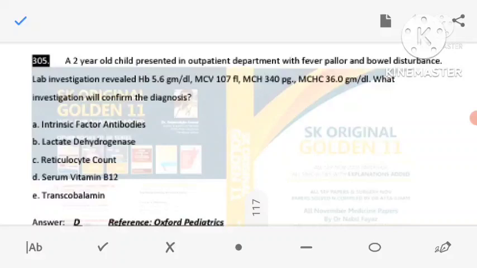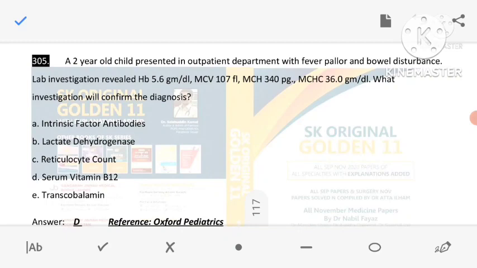Point number 305: a 2-year-old child presented in OPD with fever, pallor and bowel disturbance. Lab investigation shows hemoglobin 5.6 gram per deciliter, MCV 107, MCH 340 and MCHC 36. What investigation will confirm this diagnosis? Actually, this is a scenario of anemia, and the MCV is greater than 100, so it is megaloblastic anemia. So the answer will be serum vitamin B12. Megaloblastic anemia due to vitamin B12 deficiency.